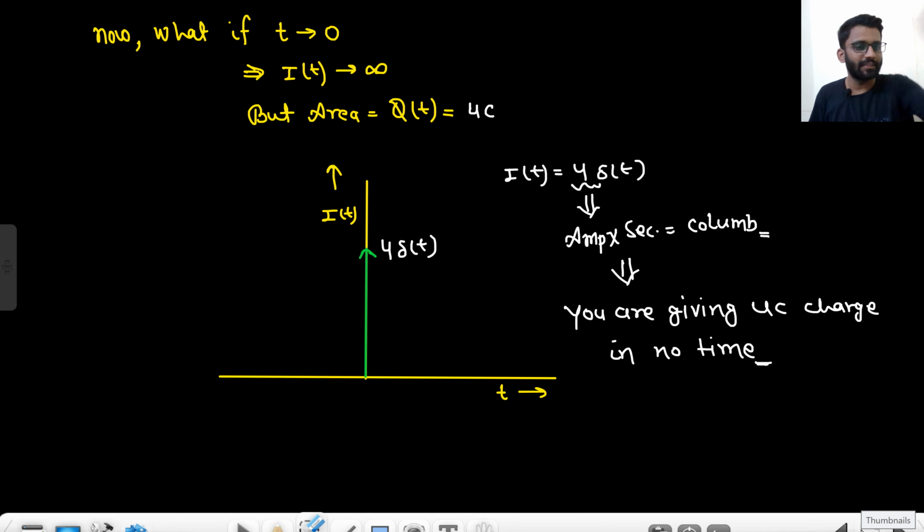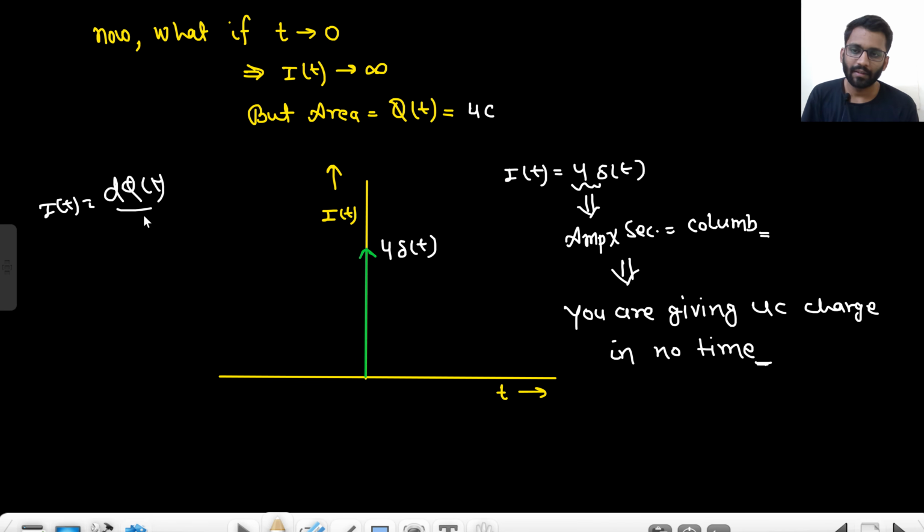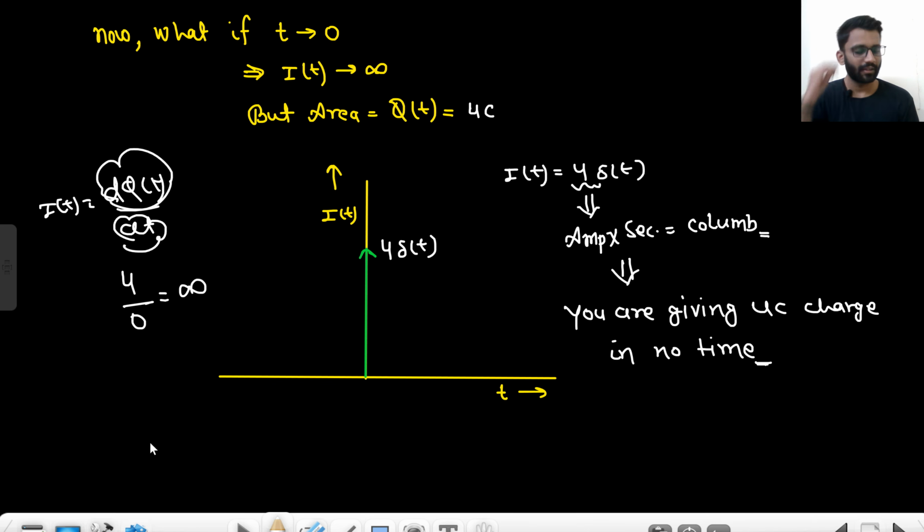So you are giving a very large amount of current. Why so? Because you are giving 4 coulomb charge in no time. I is equal to dq by dt, right? So this dq is 4 coulomb. You are giving 4 coulomb charge in no time. Time is 0, so the value will be infinite. dt is 0, 4 coulomb charge in very less time, so the value will be infinity.